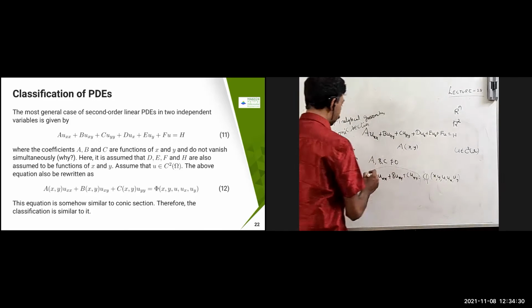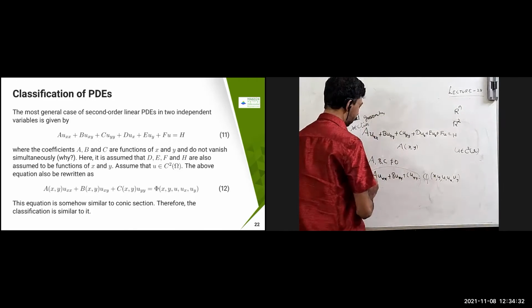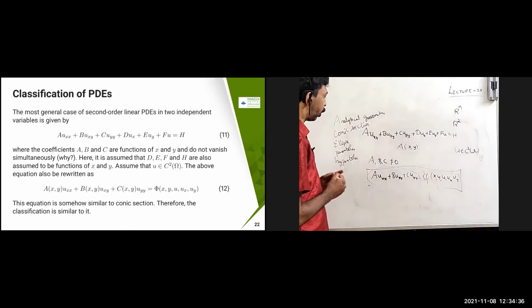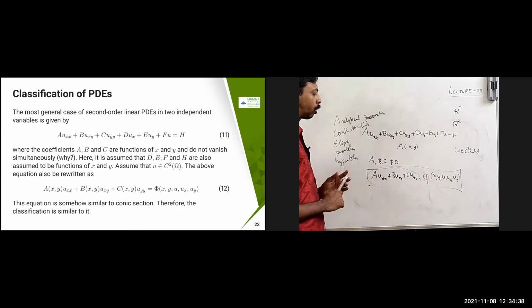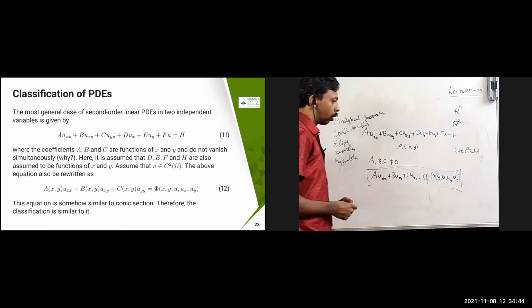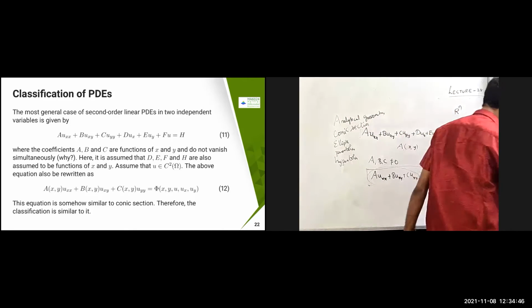Therefore, this PDE is also classified. The classification we are going to do is that this PDE is also classified as hyperbolic, elliptic, and parabolic. This equation is going to be classified, so that's what we are going to discuss now.